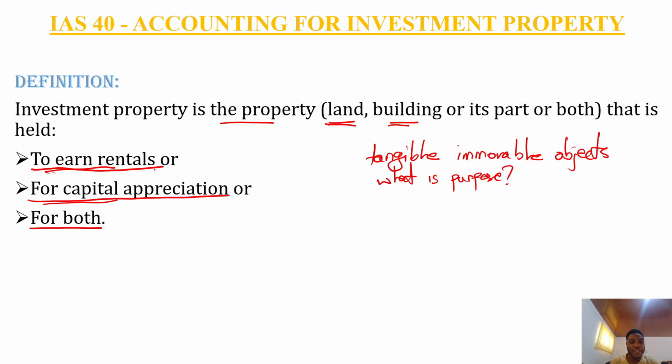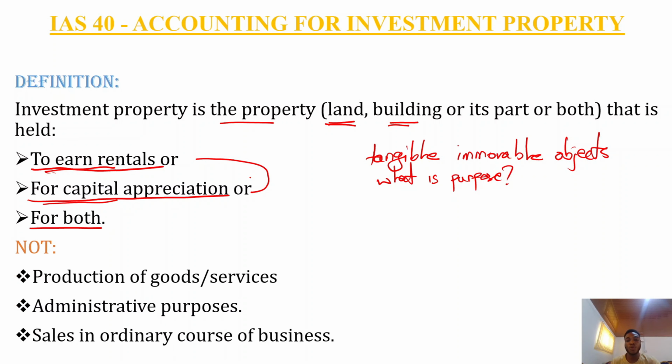Now, if these are the two purposes for which you are holding the assets, then we see that that particular asset can be classified as investment property. So when you talk about investment property, we are saying that they are tangible, immovable objects that you are holding for two purposes: to earn rentals or for capital appreciation, or for both. Now, what you have to think about is that investment property is not used in the production of goods and services. No. It's not used for administrative purposes, and it's not sold in the ordinary course of business.